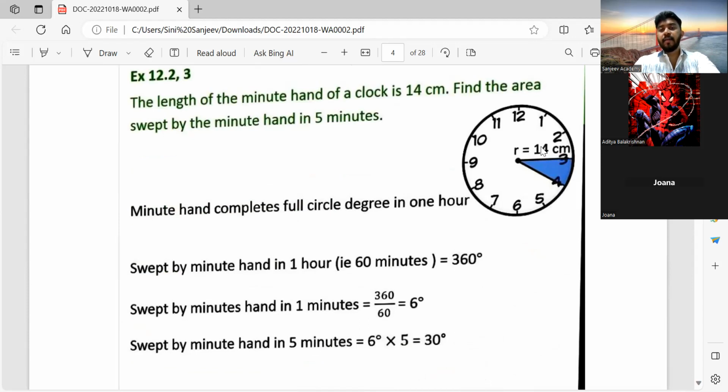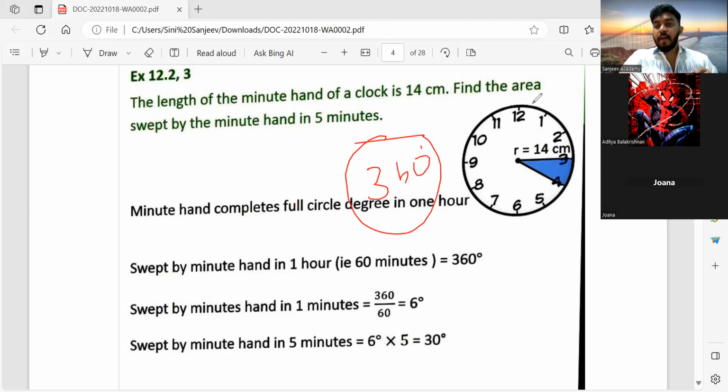Now we can see here the total circle. If I take, what is circle full degree? 360 degrees is there, correct? 360 degree is there. But how many markings are there on the circle? 12 markings are there, correct? So if I divide 360 by 12, I'll get how much degree? 12 threes are 36. 30 degree. So each area is swept by how much? 30 degree. Each area is swept by 30 degree.